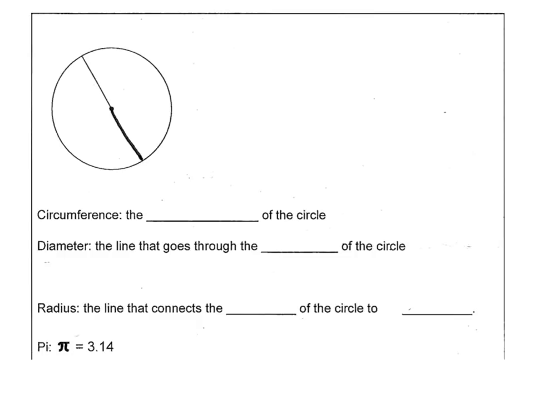So I want you to fill it in. The circumference is, we're going to say, the perimeter of the circle. So I'm going to highlight it. Here's the perimeter, or here's the circumference. It's the distance around the circle.